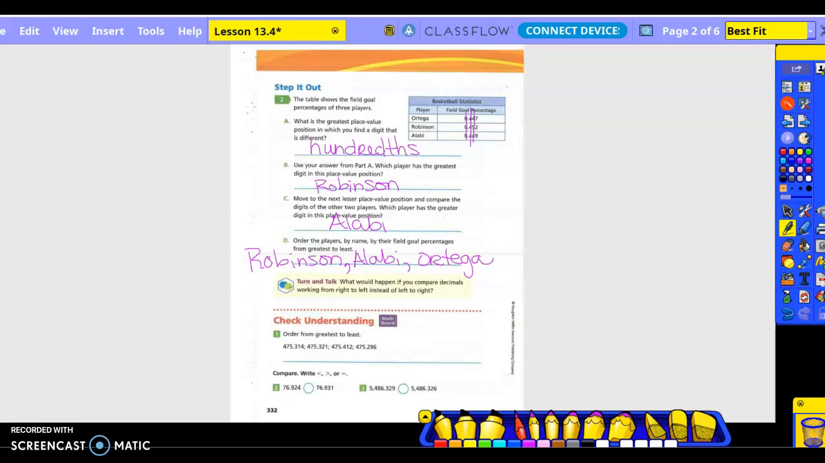Check understanding. Order from the greatest to the least. Okay, so looks like we go clear to thousandths, right? So let's look at the first place values. They all have what in them? 4. Okay, what about the next one? 7. They all have 7? Yep. What about the next? They all have a 5, right?